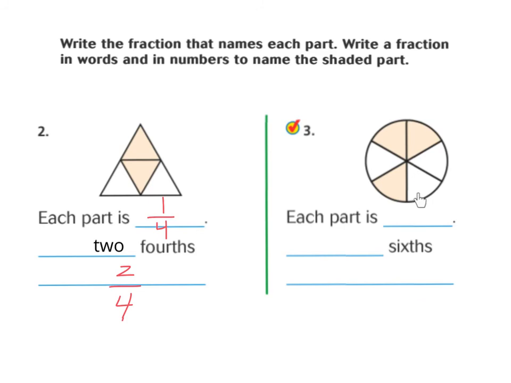Now let's try the picture of the circle. There are 1, 2, 3, 4, 5, 6 equal parts. So I say that each part is 1/6. Now let's look back and count out of those 6 parts how many are shaded. I see 1, 2, 3. So let's write 3/6 in words. And now let's write the fraction 3/6 as a number.